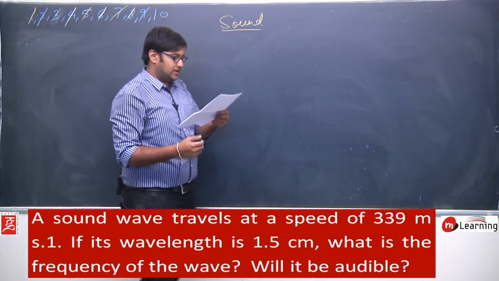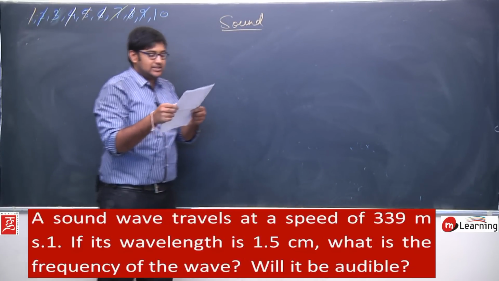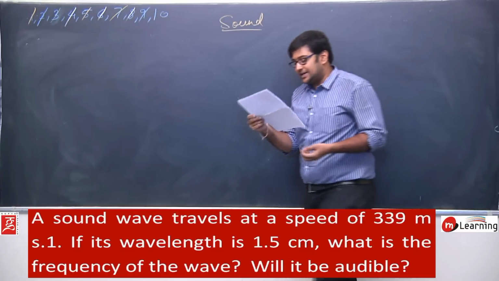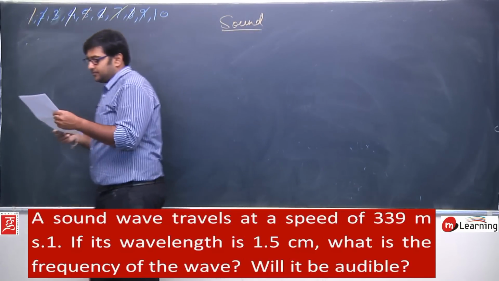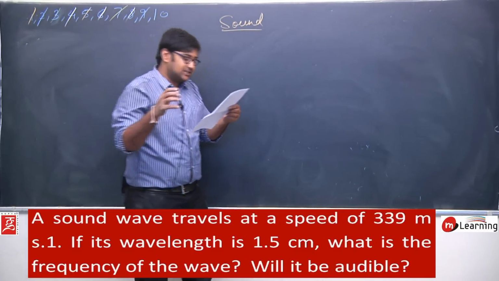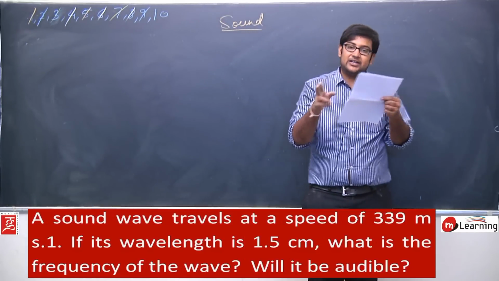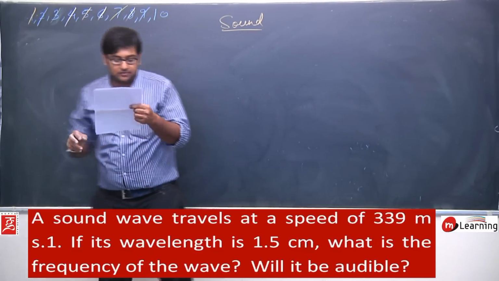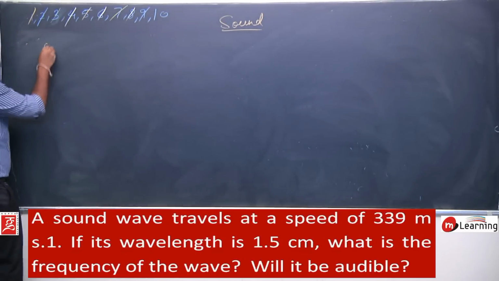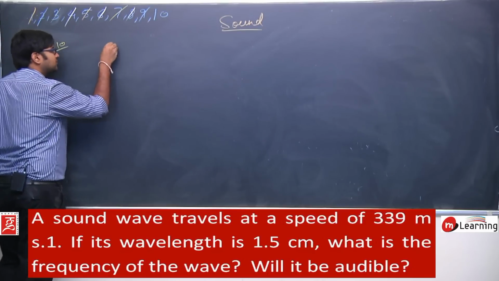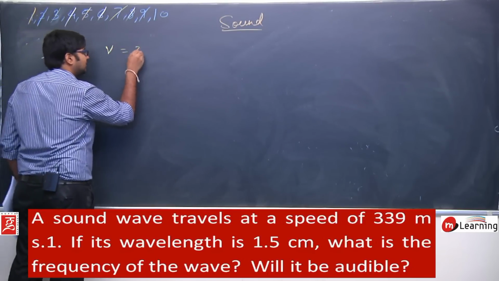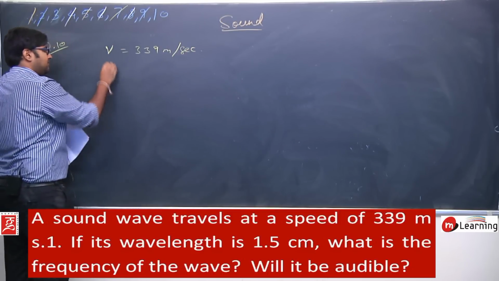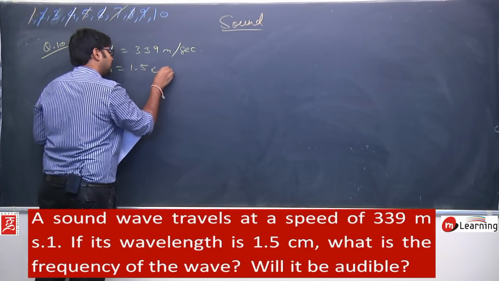Okay, so let's solve the question number 10. It says a sound wave travels at a speed of 339 meters per second. If its wavelength is 1.5 centimeters, what is the frequency of the wave? Will it be audible? See, we are given two things. The first thing is the speed of sound, 339 meters per second, and another thing is given as the wavelength of the sound, 1.5 centimeters.